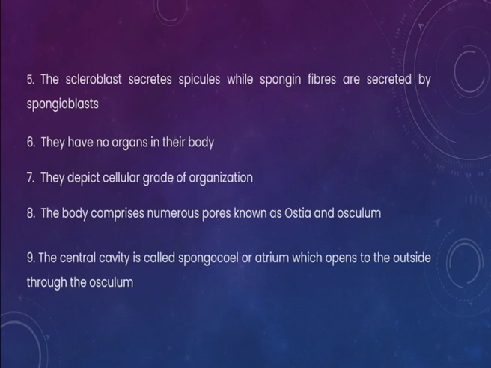The body comprises numerous pores known as ostia and osculum. The central cavity is called spongocoel or atrium, which opens to the outside through the osculum. They reproduce asexually by budding and fragmentation. Here the reproduction is asexual type by budding or fragmentation. Asexual reproduction means the gametes will not be involved in the reproduction, only somatic cells are involved in the reproductive part.